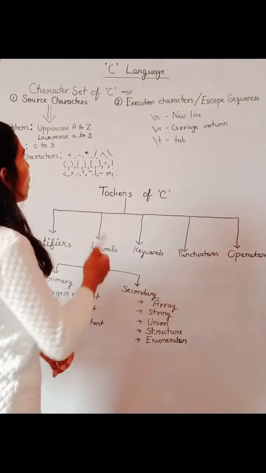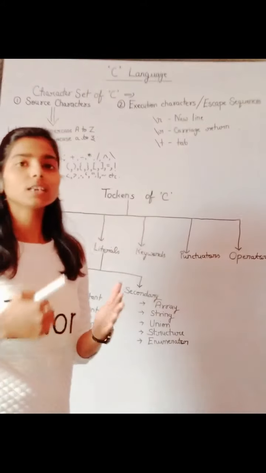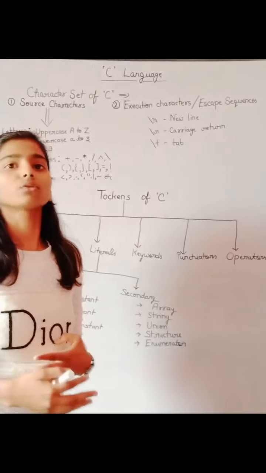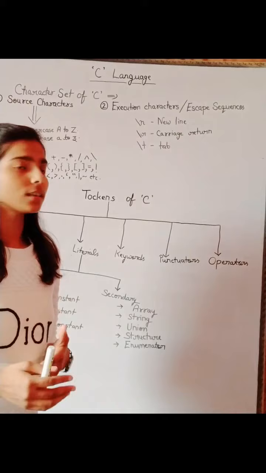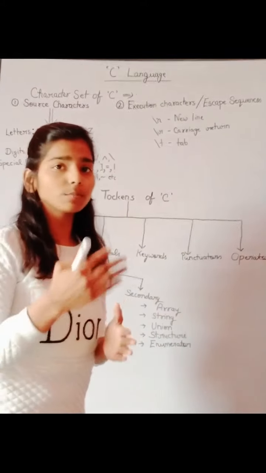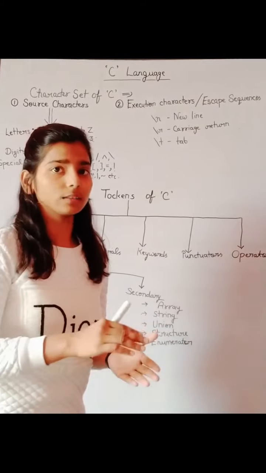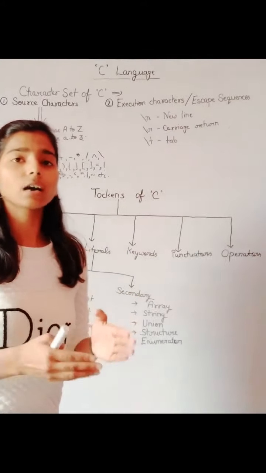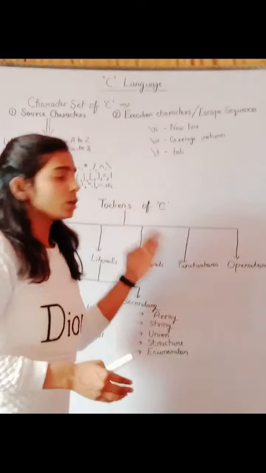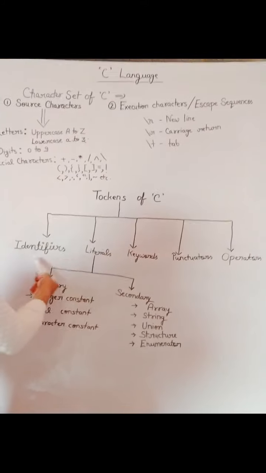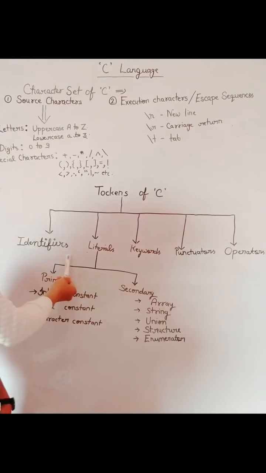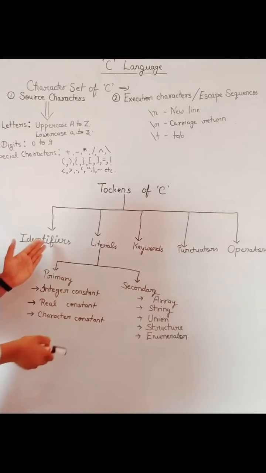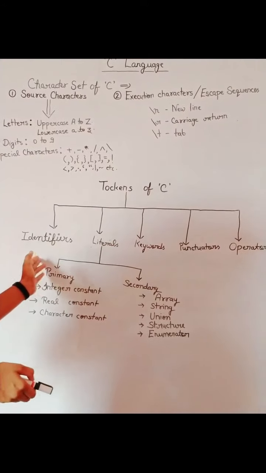So this is all about the character set, and now let's move to the next topic, that is tokens of C. You know what a token is? In a passage of text, individual words and punctuation marks are known as tokens. Similarly, in C programs, the individual elements are known as tokens. Tokens are categorized into many parts: identifiers, literals, keywords and punctuators.